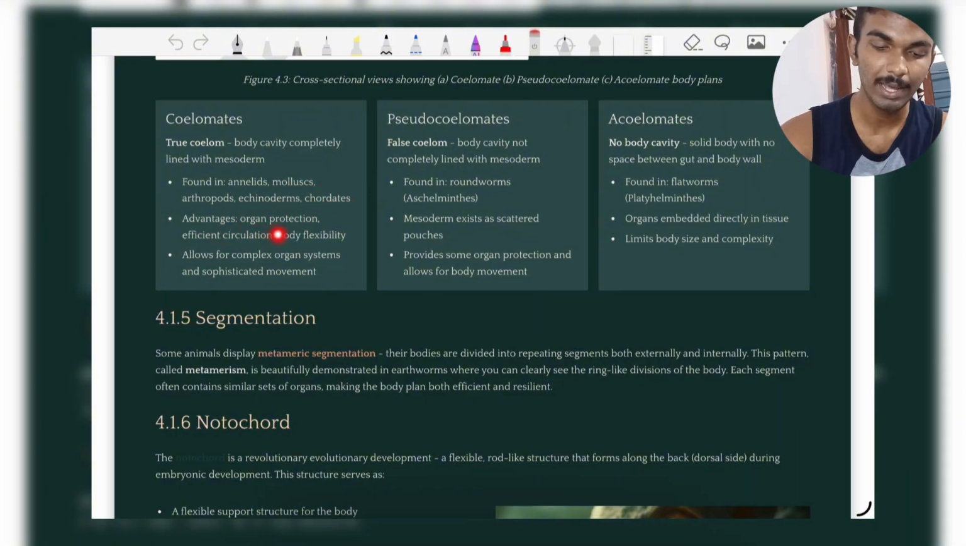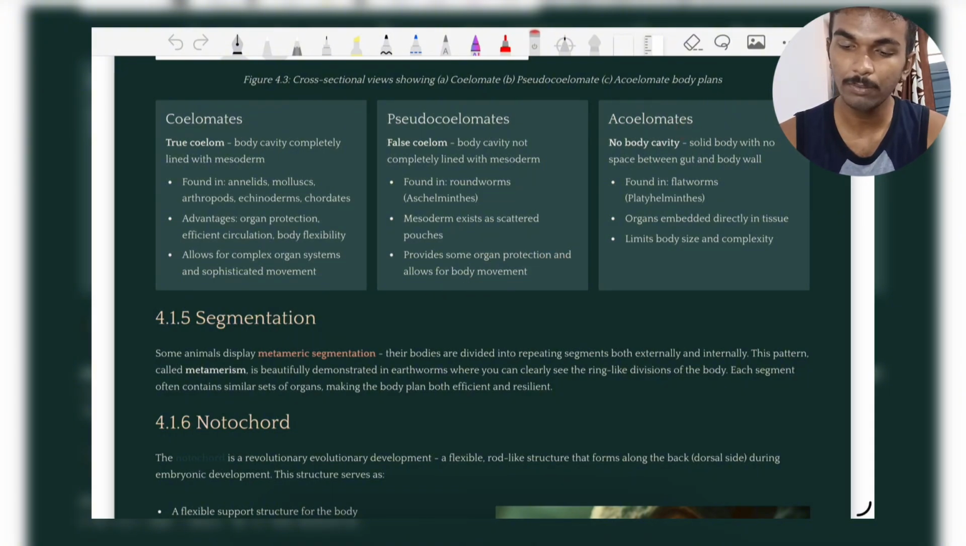Advantages of a coelom: organ protection, efficient circulation, body flexibility, and it allows for complex organ systems and sophisticated movements. Pseudocoelomates are found in roundworms, Aschelminthes. The mesoderm exists as scattered pouches, which provides some organ protection and allows for body movement. Acoelomates are found in flatworms, Platyhelminthes, and above and below, like the Poriferans, the Cnidarians, the Coelenterates. Organs are embedded directly in tissues, which limits body size and complexity.